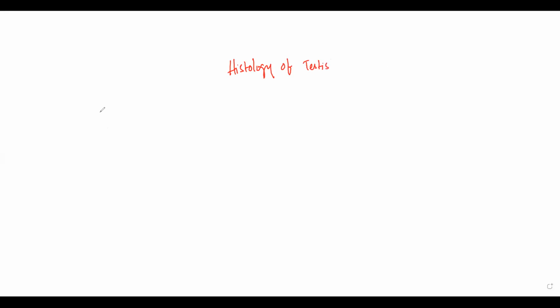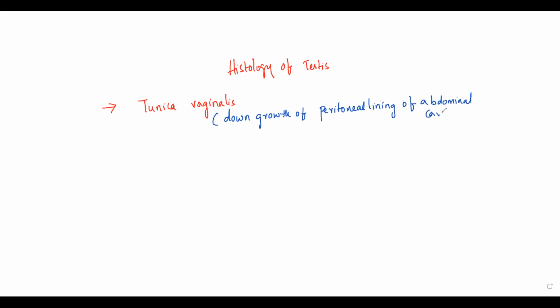As I told you, your testis is covered by three layers. The outermost layer is called the tunica vaginalis. What is this tunica vaginalis? Vaginalis is none other than the downgrowth of the peritoneum, the peritoneal lining of your abdominal cavity.